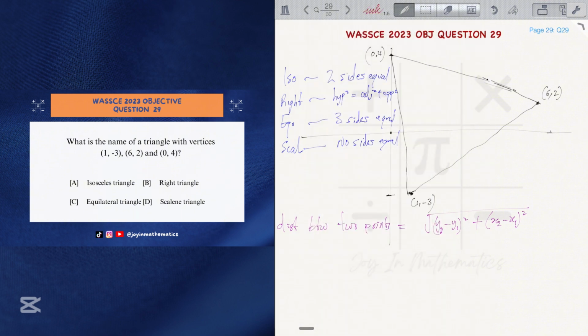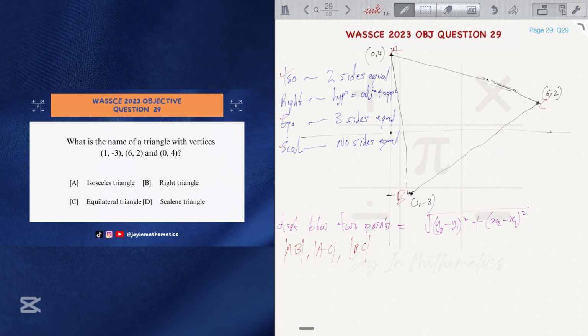Let's label this A, B, and C. So we just have to find the length of AB, the length of AC, and also the length of BC. Which one of them is equal? If two sides are equal, then it's isosceles. If three sides are equal, then it's an equilateral triangle. If no side is equal, it's scalene.